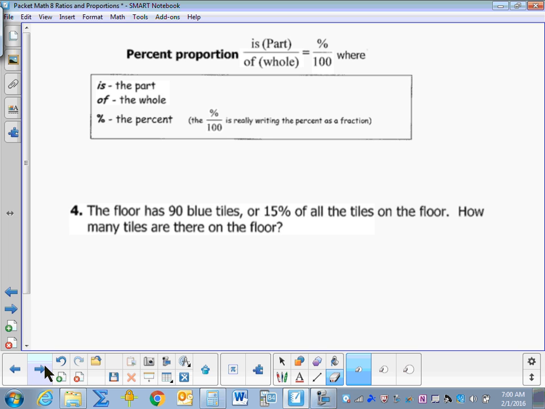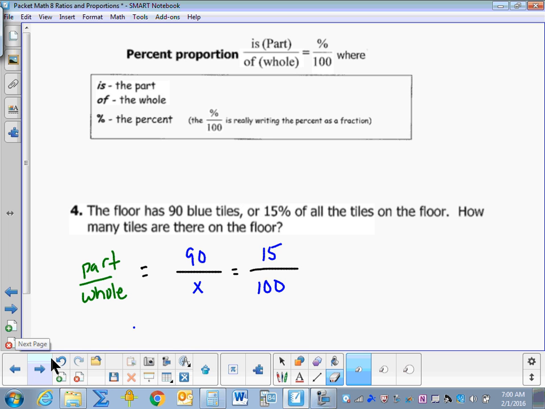The floor has 90 blue tiles, or 15% of all the tiles on the floor. How many tiles are there on the floor? So the floor has 90, that's the part, or 15% of the tiles on the floor. How many tiles are there on the floor? So go ahead and write your percent proportion. Then go ahead and solve.